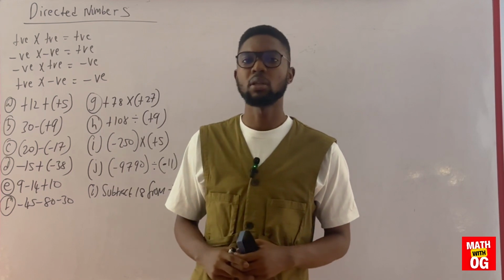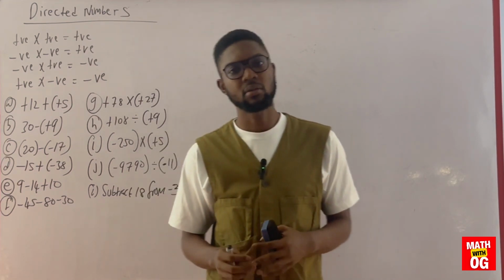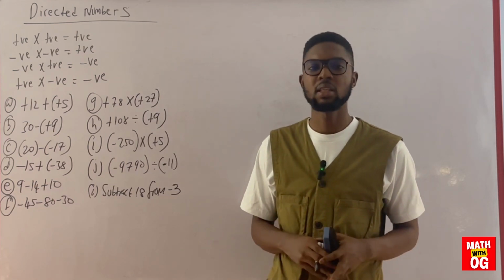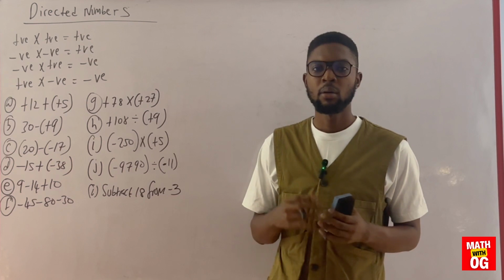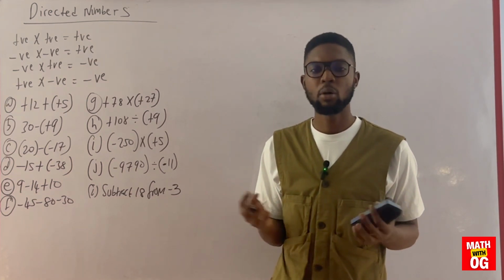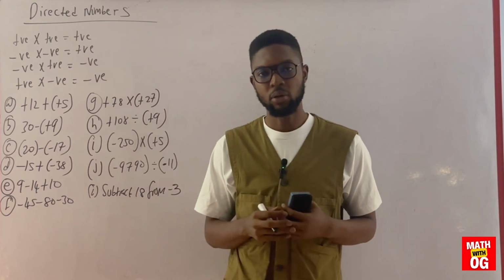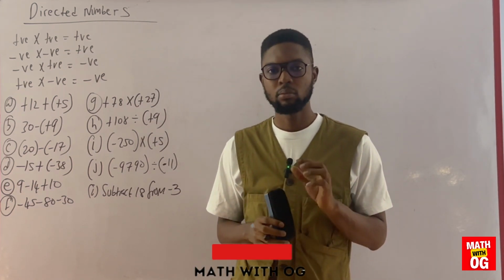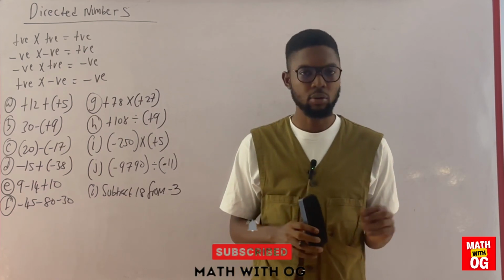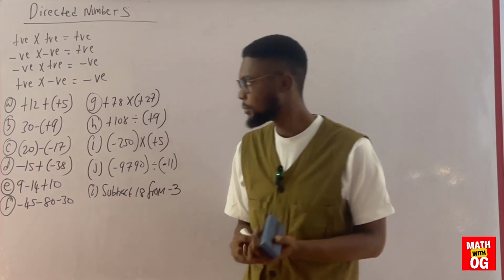This section will be looking at directed numbers. So what are directed numbers? They are simply positive and negative numbers. And you should note that positive numbers are simply numbers greater than 0. That means they are to the right of 0 in our number line, while negative numbers are numbers that are less than 0. That means they are to the left in our number line.